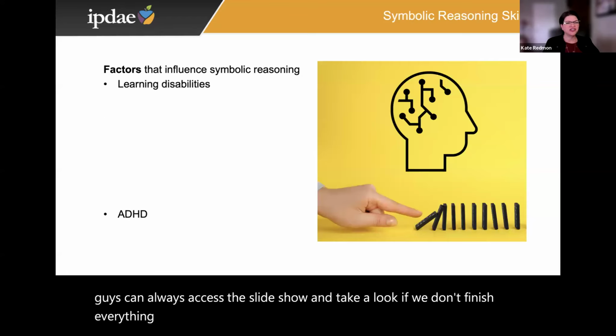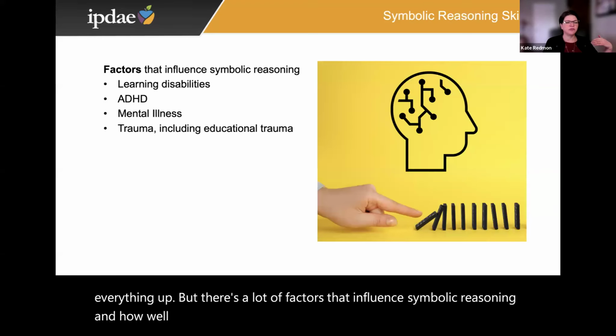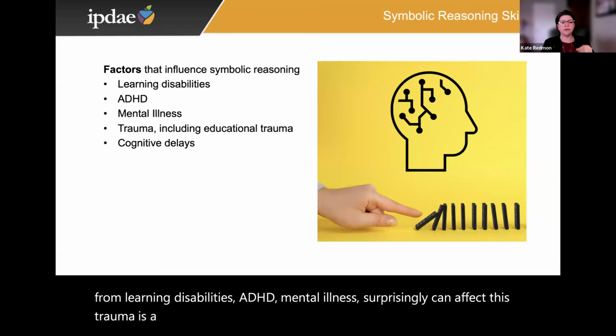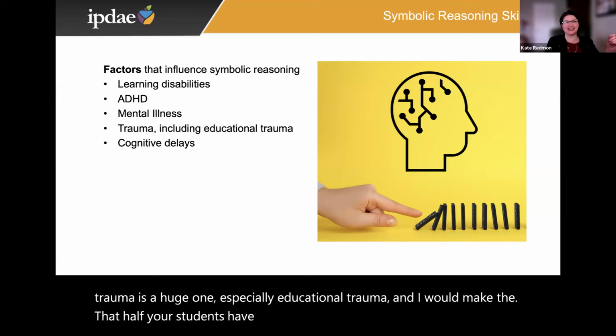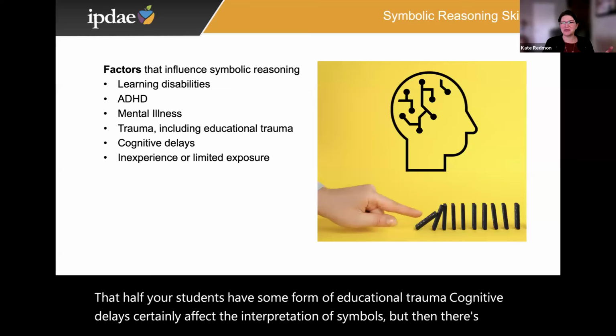But there's a lot of factors that influence symbolic reasoning and how well your students get meaning out of symbols. It can be anything from learning disabilities, ADHD, mental illness, surprisingly, can affect this. Trauma is a huge one, especially educational trauma. And I would make the argument that half your students have some form of educational trauma. Cognitive delays certainly affect the interpretation of symbols. But then there's just inexperience or limited exposure, right?